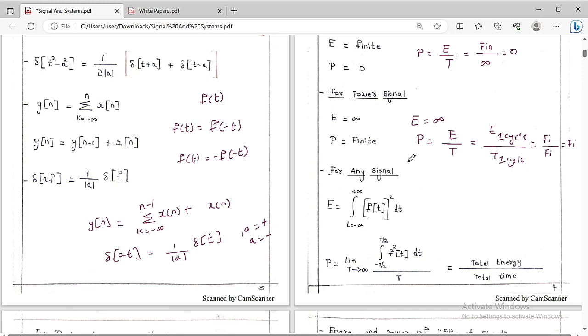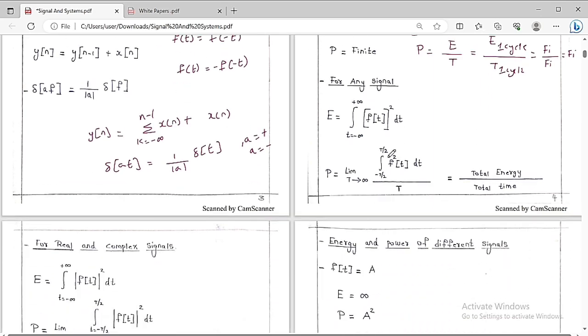So finally I can say, if f of t is a real valued signal without any complex term, then for the continuous time domain, the expression of the energy present in the signal is E equal to the integration from t equals minus infinity to plus infinity of f of t whole square dt, and power is equal to limit t tends to infinity, integration from minus t by 2 to t by 2 of f of t whole square dt by t, which is equal to total energy by total time. These two important formulas you always have to keep in your mind.